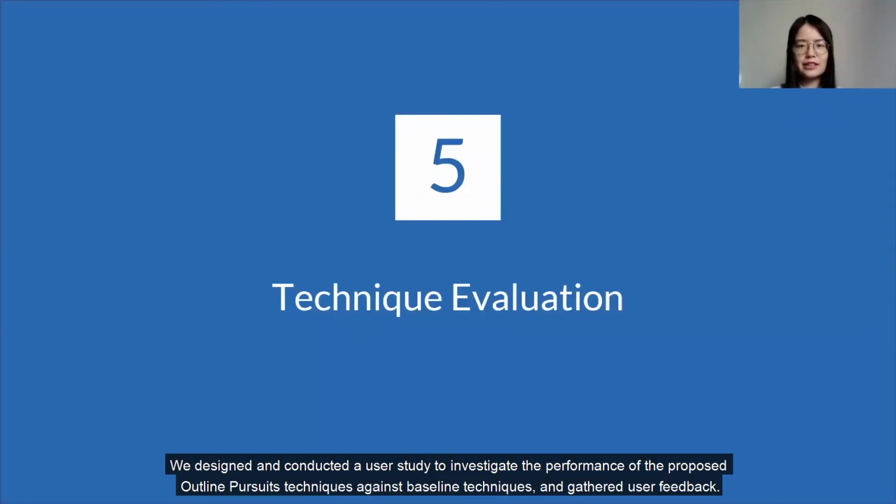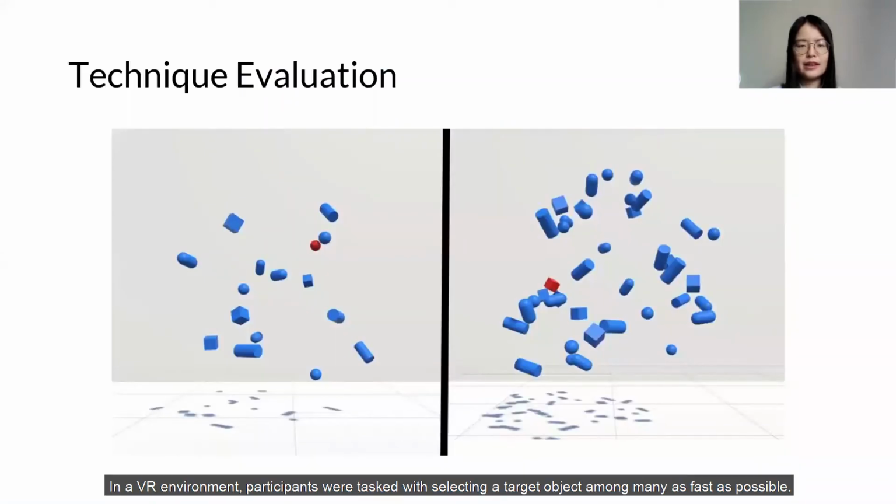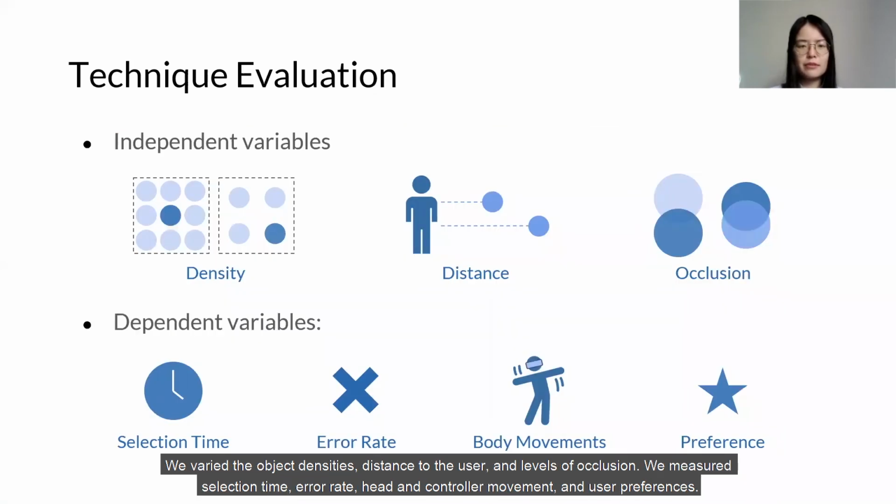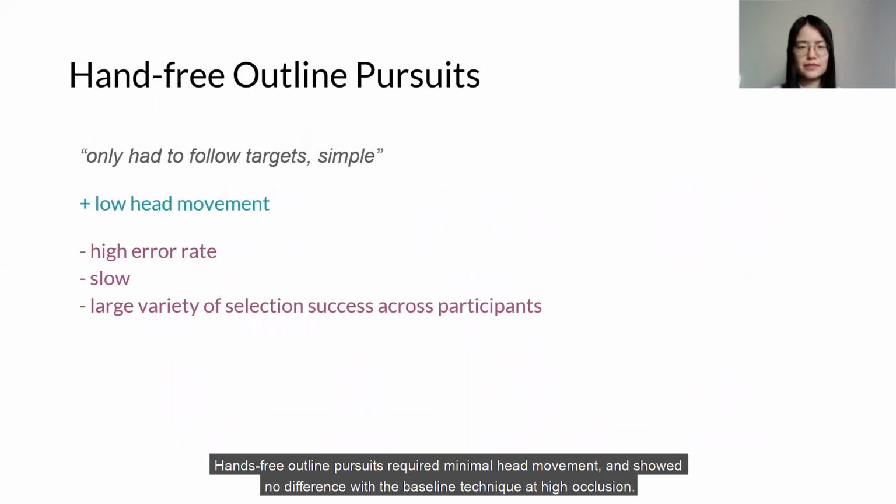We designed and conducted a user study to investigate the performance of the proposed outline pursuit techniques against the baseline techniques and gathered user feedback. In a VR environment, participants were tasked with selecting a target object among many as fast as possible. We varied the object densities, distance to the user, and the levels of occlusion. We measured selection time, error rate, head and controller movement, and the user's preferences.